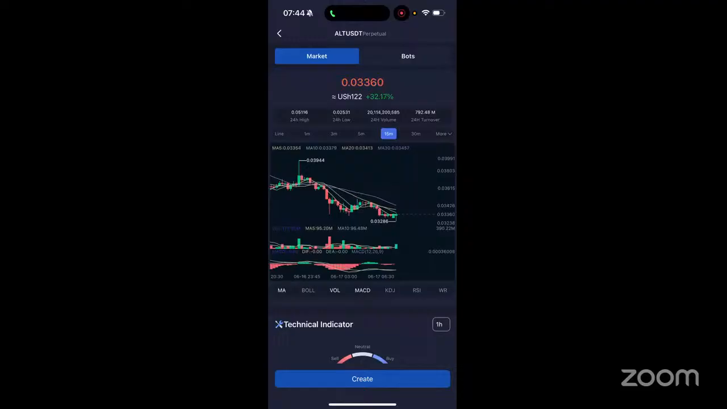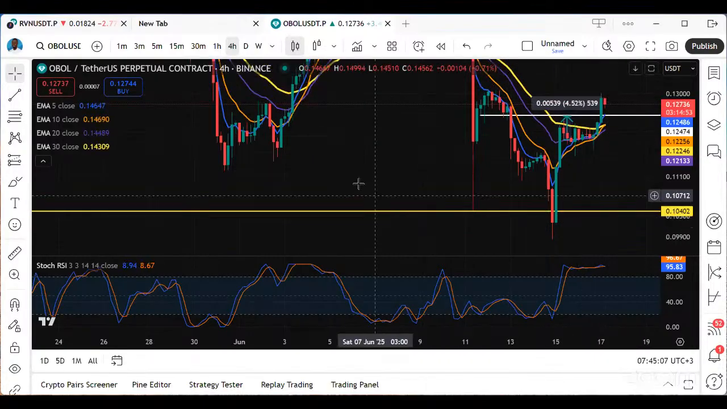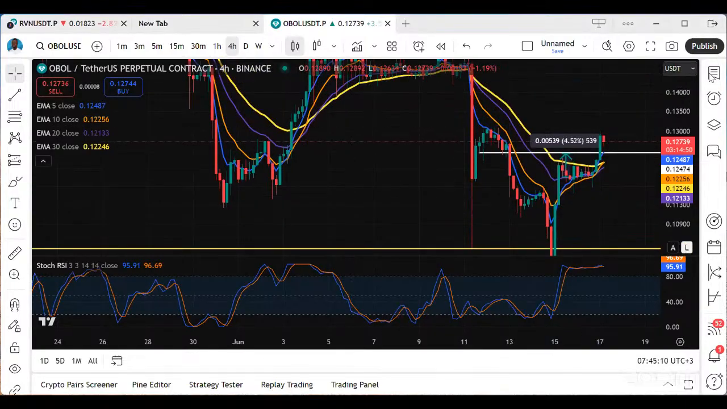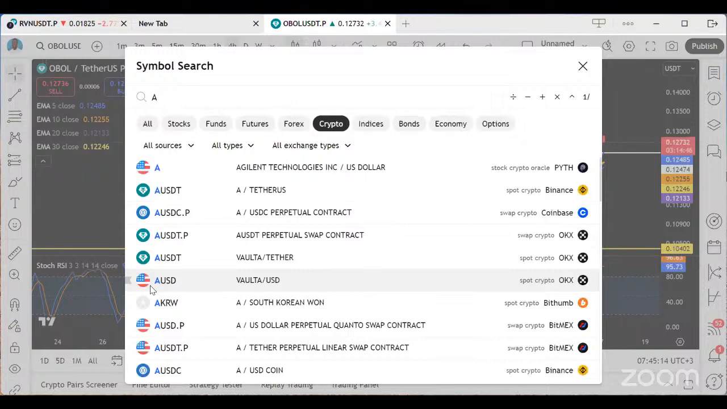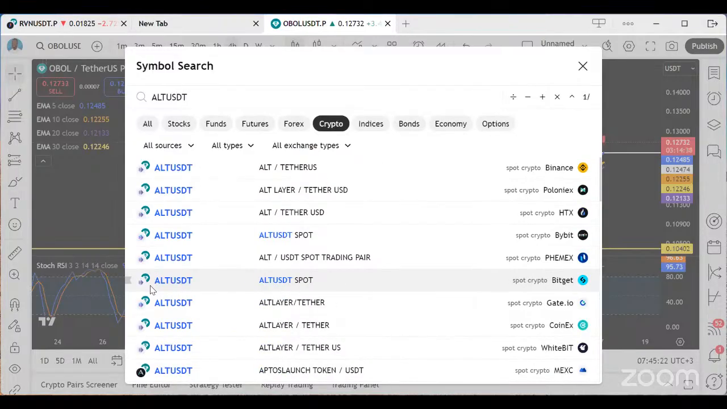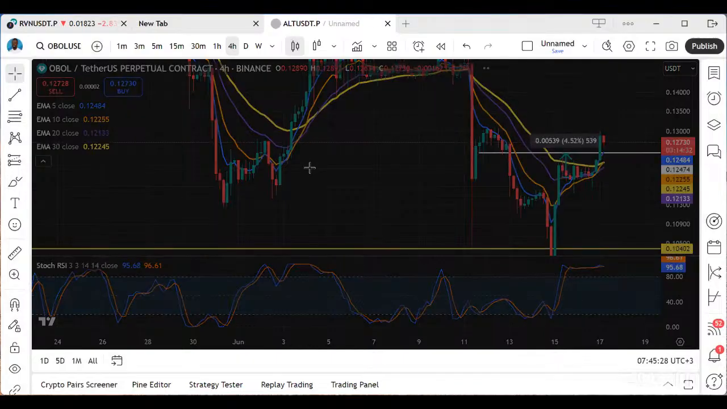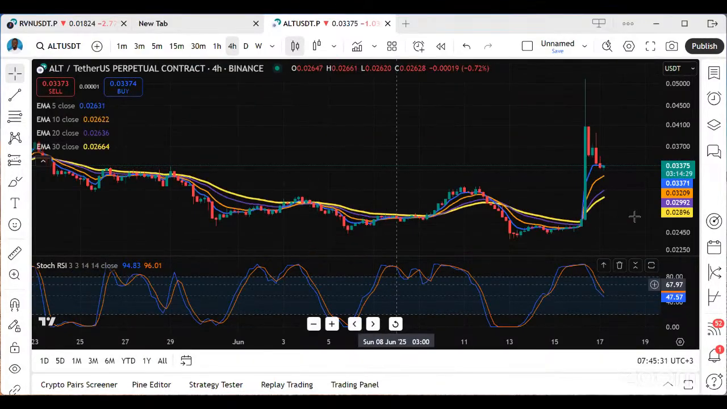Okay, so the coin is called ALT. I'll bring ALT here so that you can see. Once you are able to tell the trend of the market, ladies and gentlemen, if you want to add any coin on your list, the coin is called ALTUSDT. If you want the perpetual contract, just add the word .P, and it will bring you the perpetual contract of the exchange you want to use.